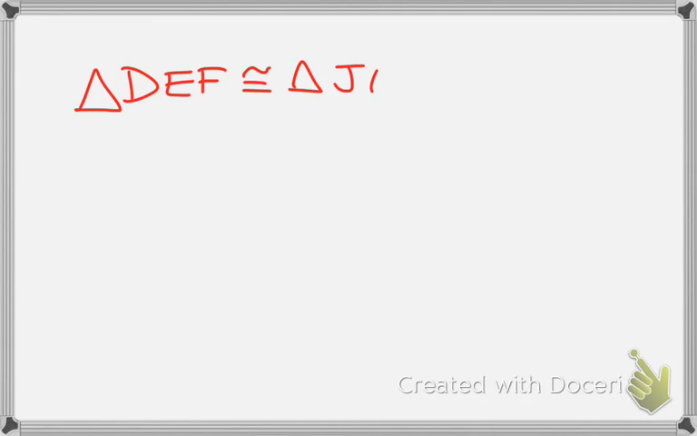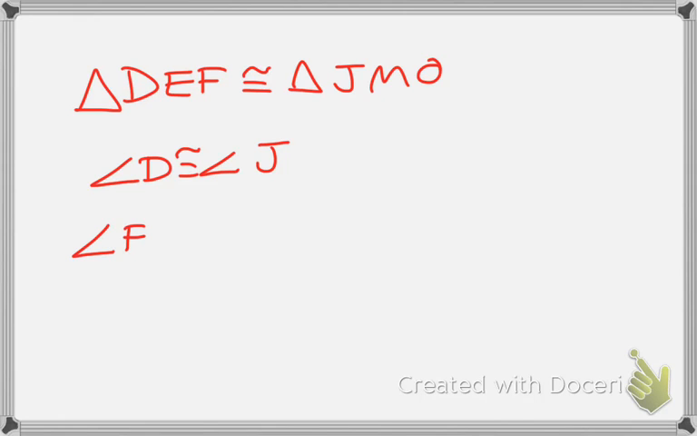So for example, if I just made up a new one here, this is not in your notes, so triangle DEF is congruent to triangle JMO. So if I want to do angle D would be congruent to angle J. They're both the first, right? Angle F would be congruent to angle O. I'm going to get this one challenging.